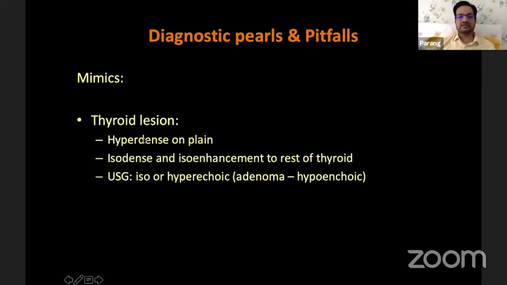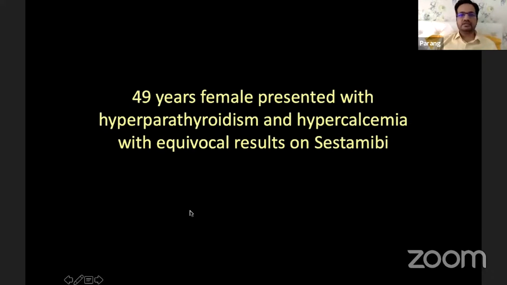And the mimics are the thyroid lesions, because they are in close proximity to the parathyroid gland. But like I said, the parathyroid will show hypodensity on plain scan. The only caveat is if there is hyperparathyroidism, then this point will not hold true. But in those cases also, the differential enhancement will help you. The polar sign and vessel sign will help you. Then it is isodense to isoenhancing to the rest of the thyroid. And USG also may add value sometimes, because the parathyroid adenoma is usually hypoechoic while the thyroid gland is hyperechoic.